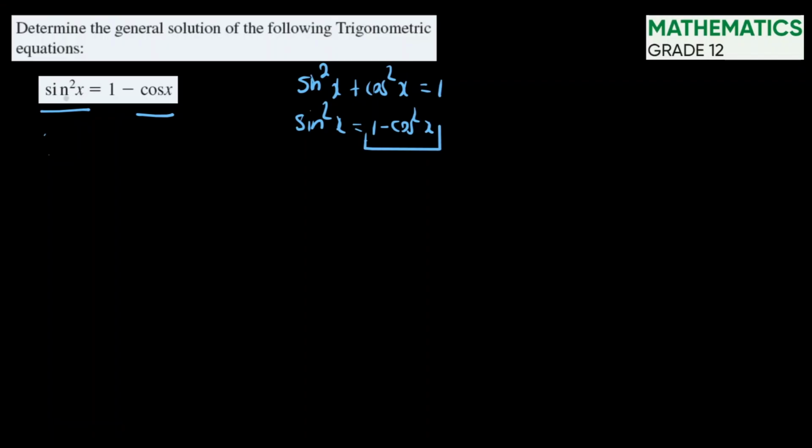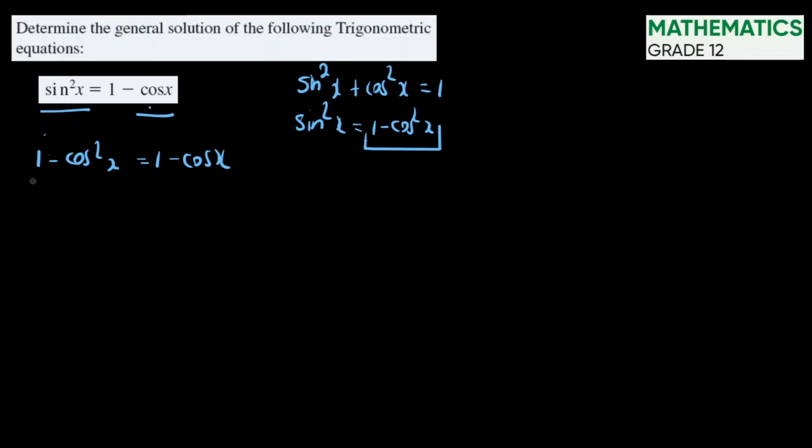and factorize. But if you had a different approach and wanted to change cos, there's no way of changing a cos to become a sine. So that was one hint as to how to solve this problem. So we can go ahead and substitute 1 minus cos squared x equals 1 minus cos x.